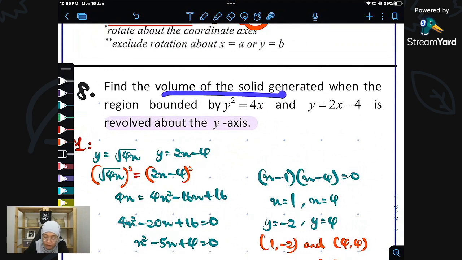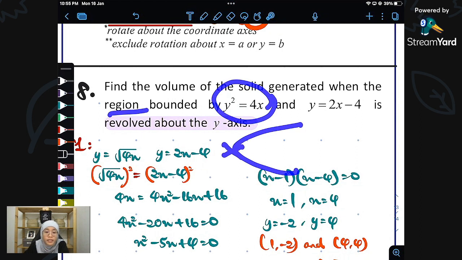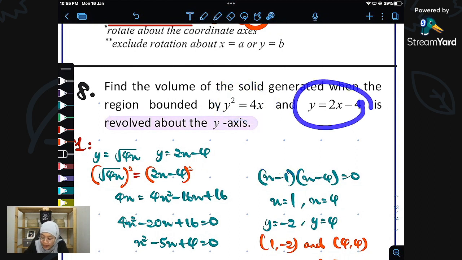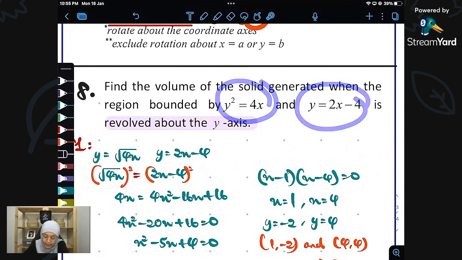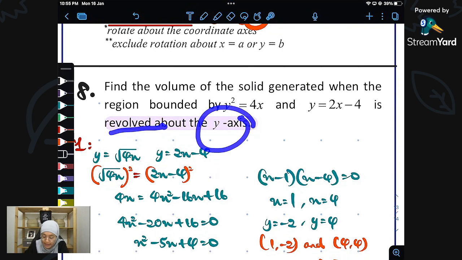Find the volume of the solid generated when the region bounded by a curve, y squared equals 4x, which is the positive C-shaped curve, and also a line, a positive linear line. So basically, we have a line and a curve, and it is revolved about the y-axis. So I think you should highlight this. Okay, it is revolved about the y-axis.